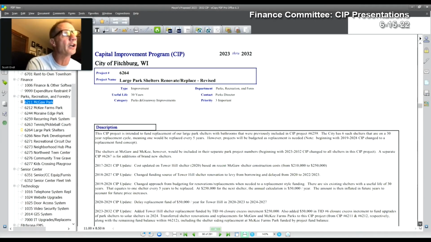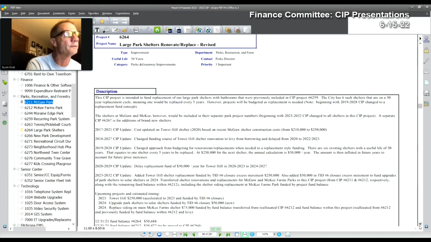6264, a large park shelter renovation replacement. We were fortunate here to get some TID funding, 250, and we're looking to do Tower Hill in 2023. We also did receive some park shelter solar funding. And then there was some existing funding in there for the siding for the McKee shelter.